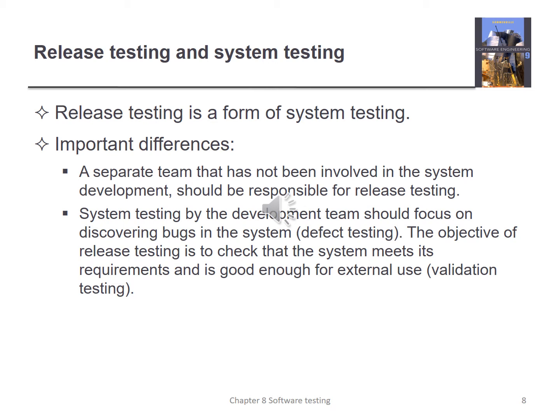System testing by the development team should focus on discovering bugs in the system. That's why we could talk about that detailed thing, defect testing. It's like unit testing. The objective of release testing is to check that the system meets its requirements and is good enough for external use, which is validation testing.